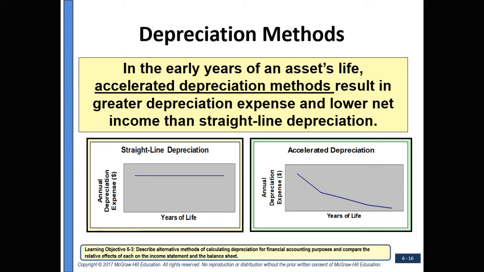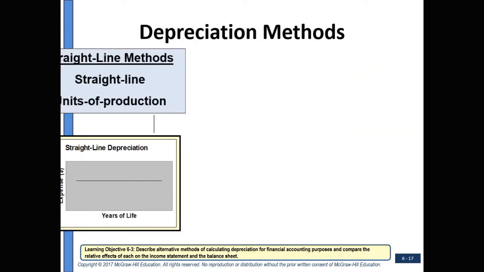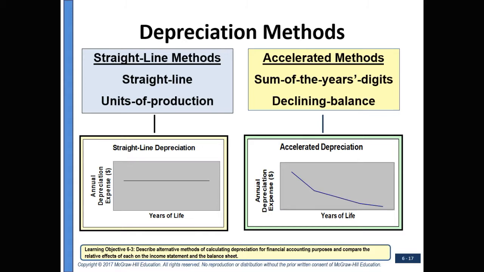Let's look at those a little more closely. So with a straight line method, things such as straight line or units of production, you're going to find that the depreciation expense will remain basically the same. Whereas using one of the accelerated methods, such as sum of the year's digits or declining balance, we have a much higher rate of depreciation early, and then as time goes on, it drops down to nearly nothing.